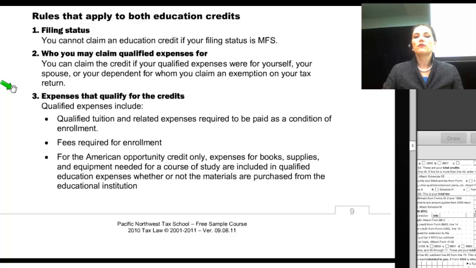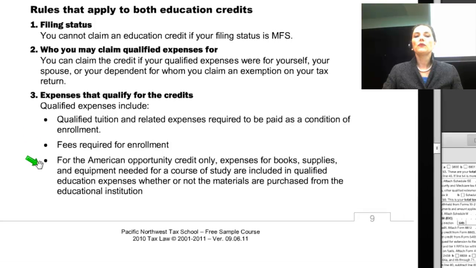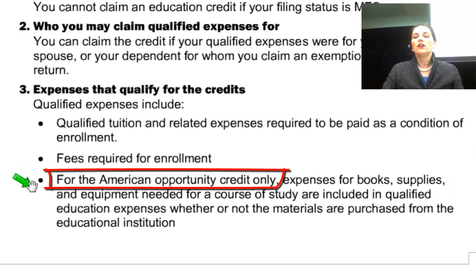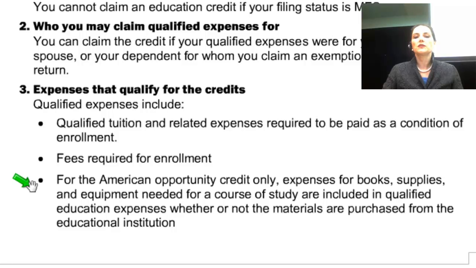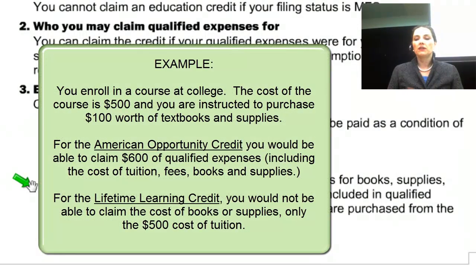What expenses qualify for the credits? Well, qualified expenses include the qualified tuition and related expenses required to be paid as a condition of enrollment and fees required for enrollment. For the American Opportunity Credit only, you can also claim expenses that you paid for books, supplies, and equipment needed for a course of study that are included in qualified education expenses, whether or not these materials are purchased from the educational institution. So what that means is, let's just suppose you enroll in a course at college, and you get the reading assignments from that college, and they include that you need to go out and purchase various supplies and a couple of textbooks.